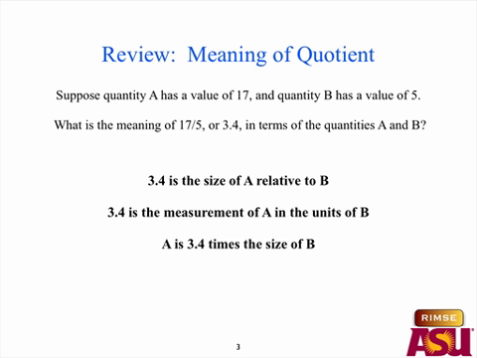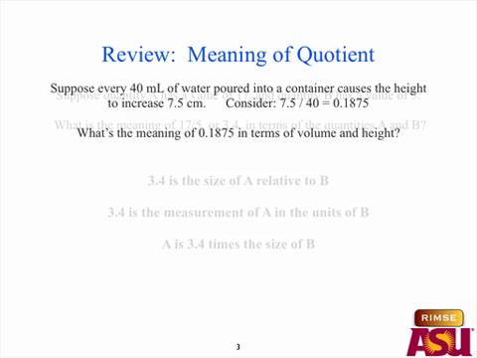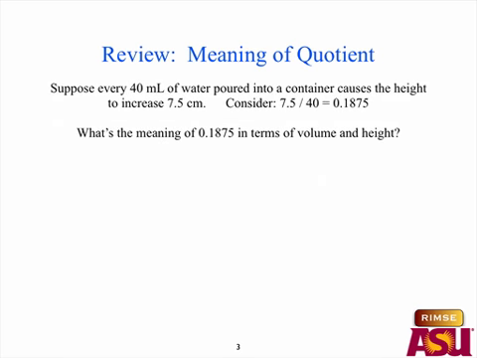Okay, with that in mind, let's make it a little more practical here. Can I go on? Here we go. So suppose every 40 milliliters of water poured into a container causes the height to increase 7.5 centimeters. So consider 7.5 divided by 40, which is 0.1875. What's the meaning of that number? What's the meaning of 0.1875 in terms of the volume and height? Go. So you start by saying 0.1875 is, what does it mean? What does that number mean?